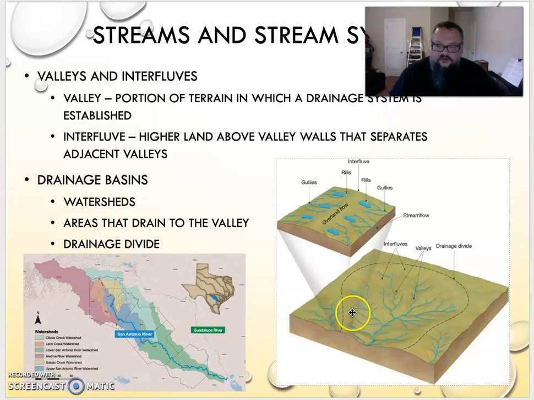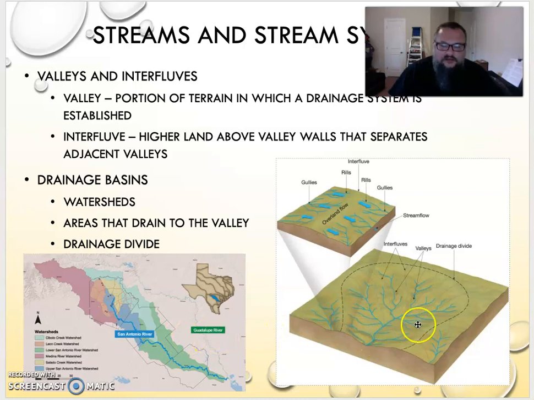Drainage basins are the organized water flow area inside a valley, and these drainage basins are divided by high ground. Okay, the high ground is this area that divides these drainage basins. As such, we sometimes call interfluves a drainage divide. An interfluve and a drainage divide are sort of the same thing.